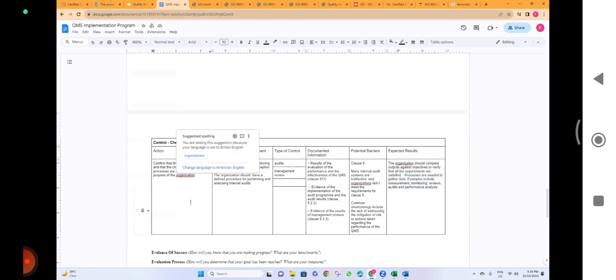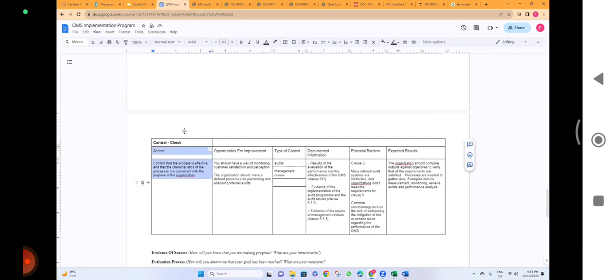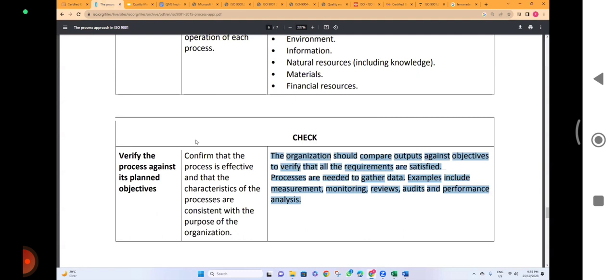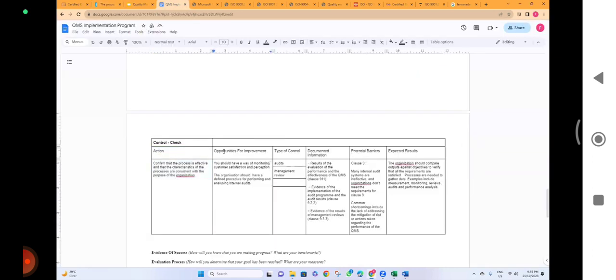So I just want you to know, as we are about to be done here, I want you to understand that the idea of what ISO is trying to tell you here is that your job basically is to make sure that this action is taken so that these results can be achieved. Okay, so this is the action and these are the results. And for you to do that, you have to go through the opportunities of improvement through this documented information. You avoid these potential barriers, and that is how you're going to get your expected results.